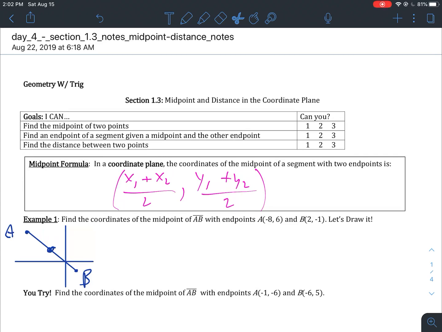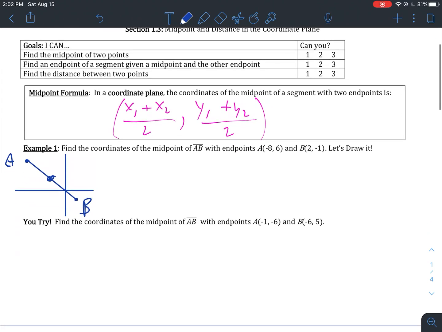Section 1.3, midpoint and distance in the coordinate plane. Today we're going to look at a couple formulas we'll use in the coordinate plane, and not really a whole bunch of different types of problems we're going to do here. Basically just knowing these two formulas. Again, we're going to be providing formulas for you. You just got to know how to use them. If you can use them properly, really nothing too crazy today.